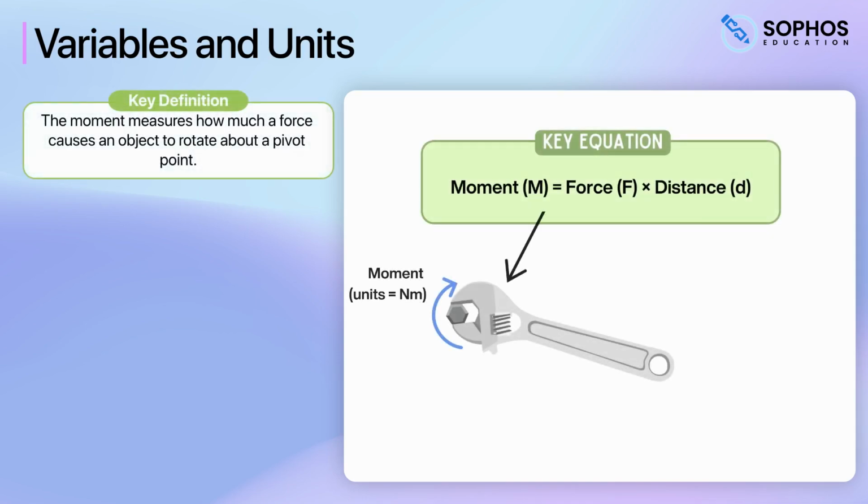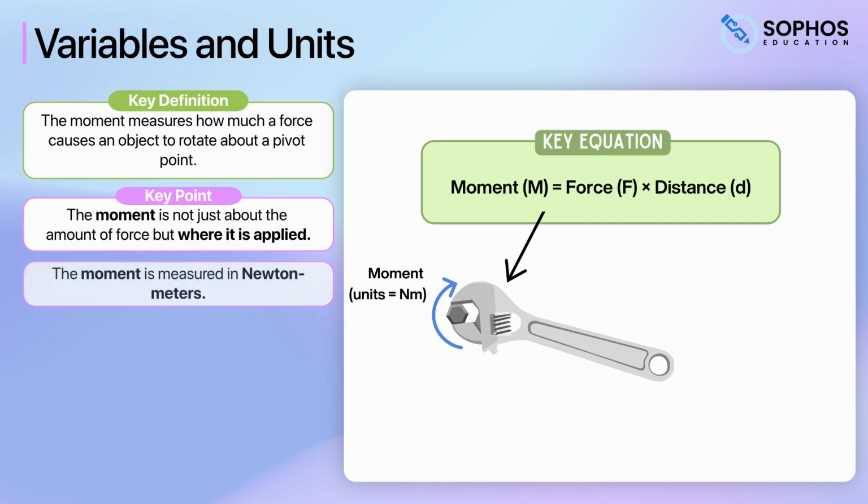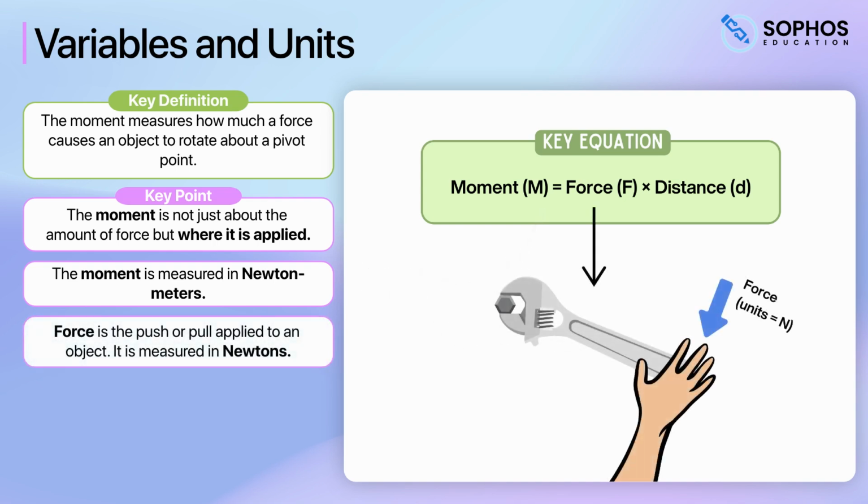The moment measures how much a force causes an object to rotate about a pivot point. It's important to note that the moment isn't just about the amount of force, but also where the force is applied. The moment is measured in Newton meters. Then we have force. This is the push or pull applied to an object, measured in newtons. In our formula, the applied force is a critical factor in determining how much rotational effect it will have.